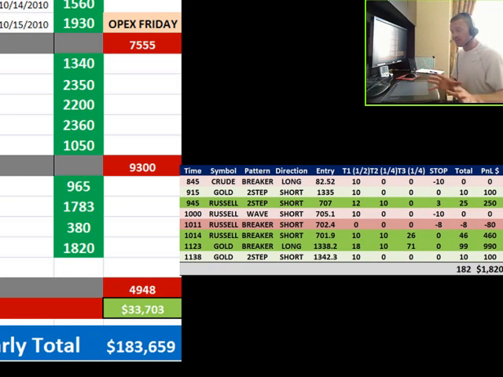Now this is the key. The key is get in early, do your morning prep, identify your levels, look for your trade patterns, then wait and watch and see how that personality changes. Today was a great example. The personality at 8 o'clock was completely different than the personality at 10:30.